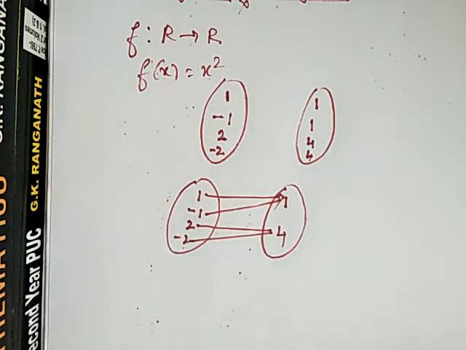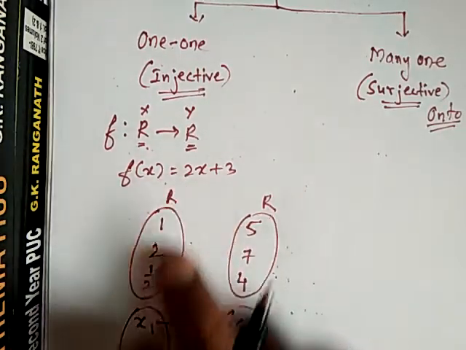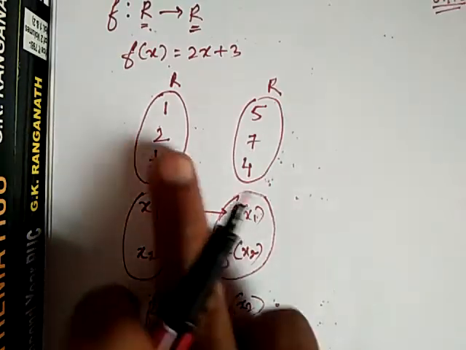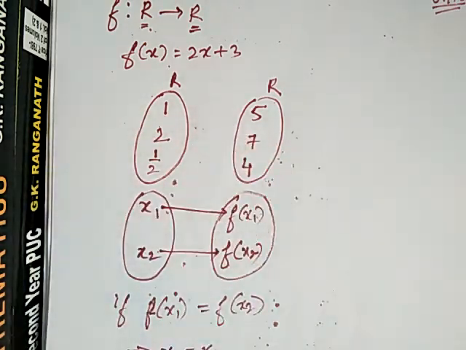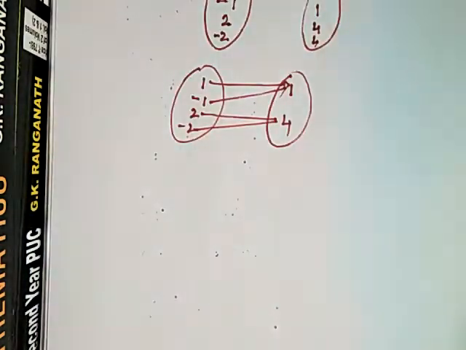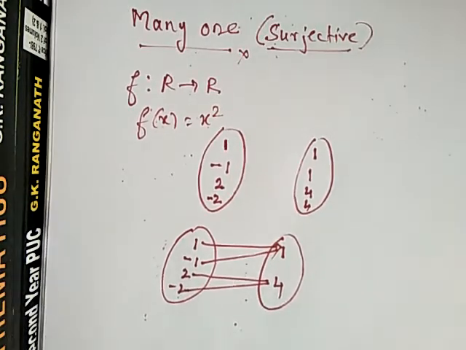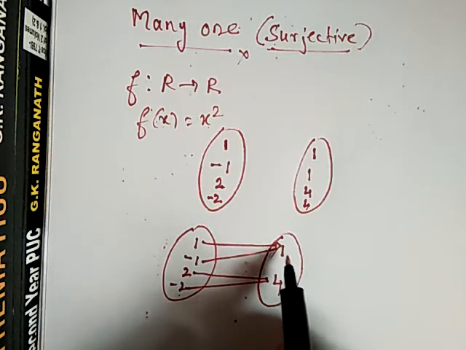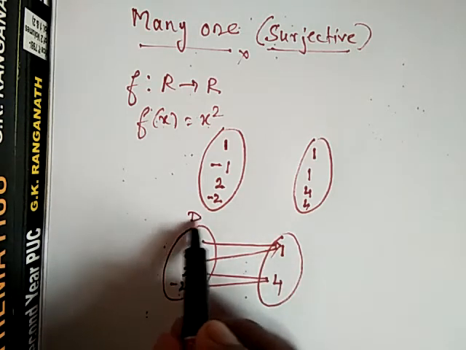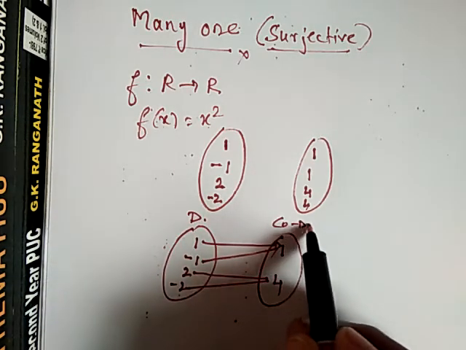In the previous topic, we studied one-one functions, where each element in the domain has one image in the codomain, as the name itself indicates. Now, many-one means what? Many elements combine to have only one image in the codomain. This is your domain and this is your codomain.